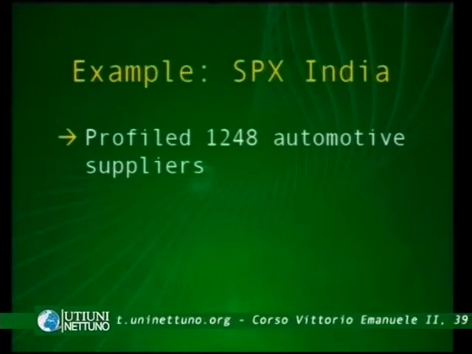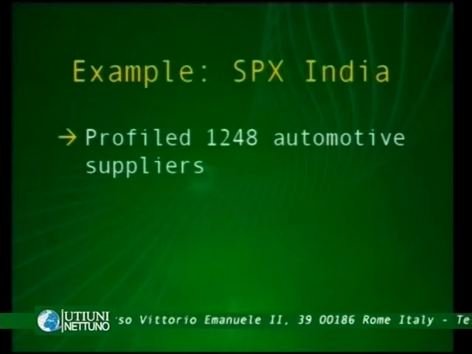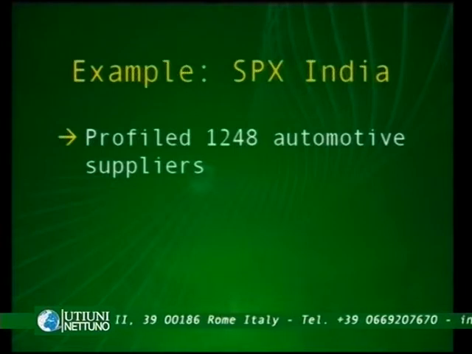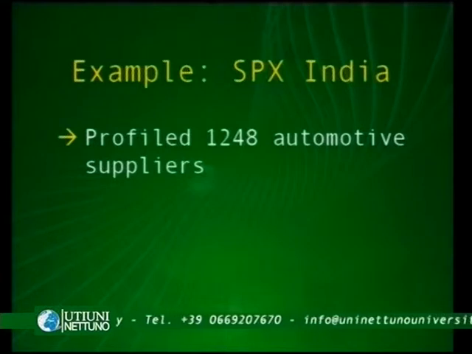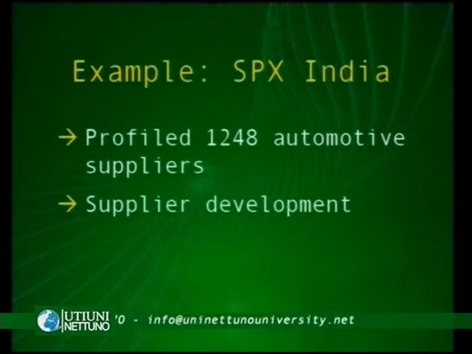Approximately more than 1,200 suppliers have been profiled in the course of the past 5 to 6 years, which is quite exhaustive for the automotive supply chain. And what was very clear is that there is a need for supplier development. Given that the automotive sector, the requirements are very rigid, it was clear that more needs to be done on upgrading some of the local suppliers in India.